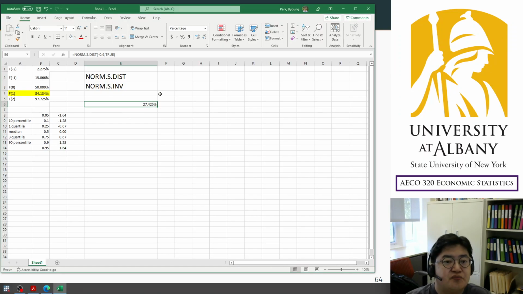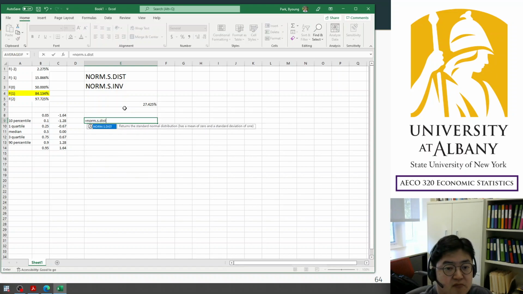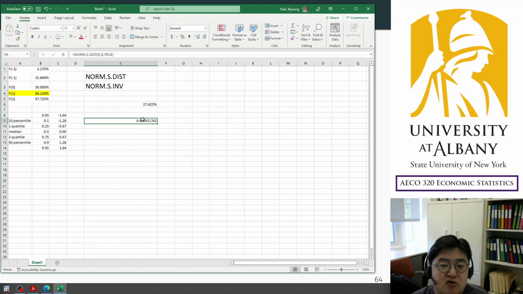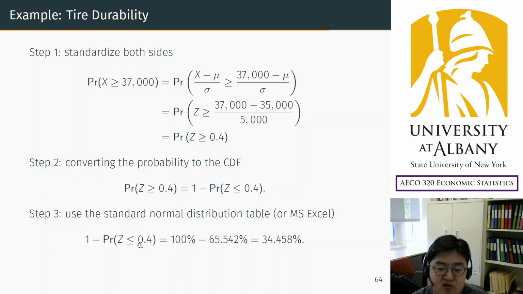Let me show you. Probability 0.4, true. So you get this probability. So from there, you can calculate probability greater than 0.4. So you need 3 steps to do that.